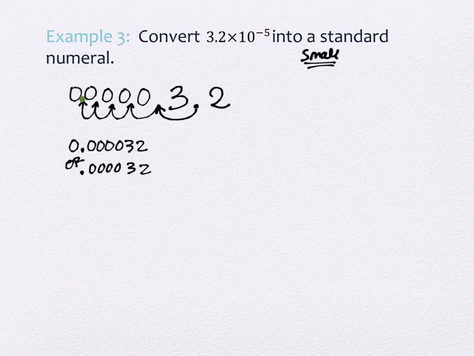Either of those are fine, and it meets the criteria. It's a small number, right? Yeah, it's a small number. We've moved the decimal point 5 times.